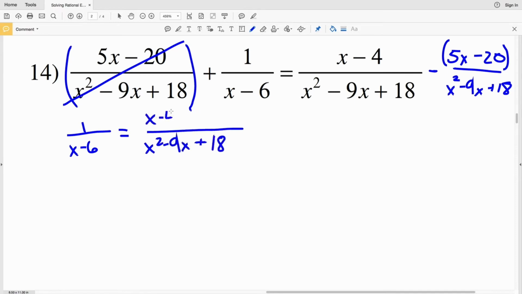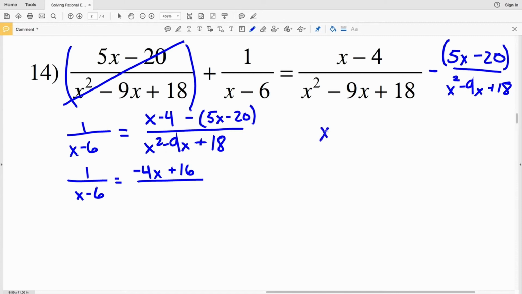So x minus 4 minus 5x minus 20. So 1 over x minus 6, and then I'm going to distribute that negative. So x minus 5x is going to be negative 4x, and negative 4 minus the negative 20 is going to be negative 4 plus 20, which will be a positive 16. So negative 4x plus 16 all over x squared minus 9x plus 18.